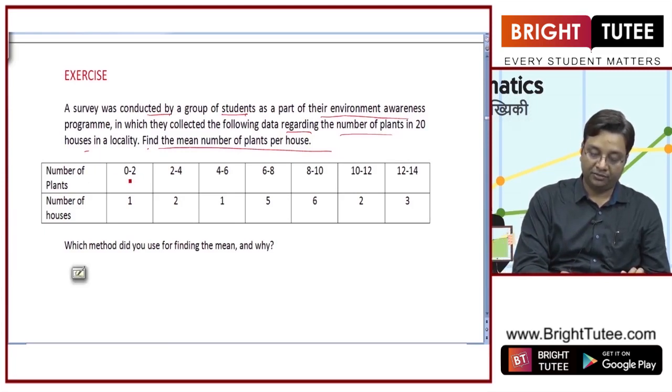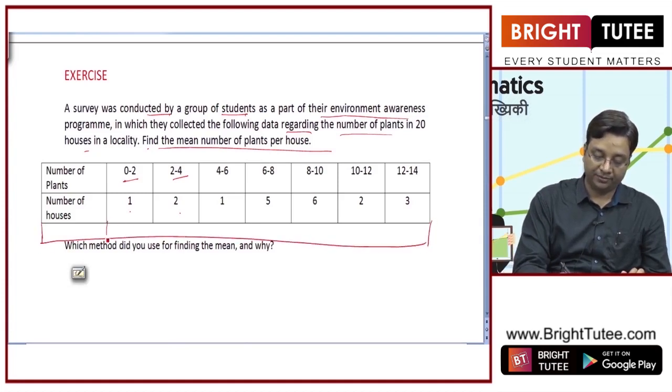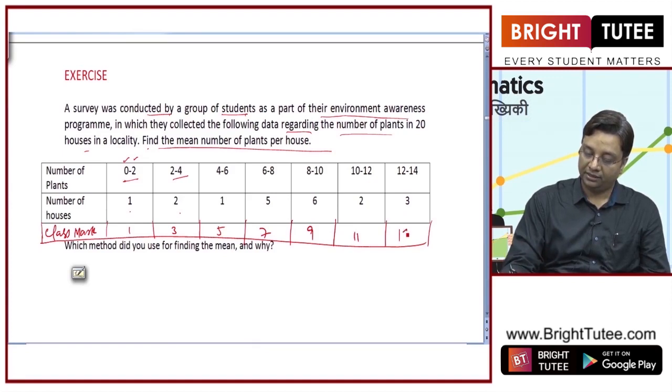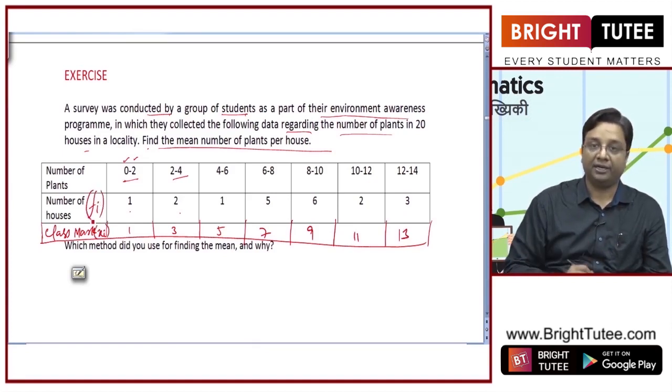This is the number of plants, which is 0 to 2 plants in one household, 2 to 4 plants in 2 households. So first of all, I'll obtain my class mark here. Lower limit plus upper limit by 2, which is 0 plus 2 by 2, that is 1. 6 by 2 is 3, 10 by 2 is 5, 14 by 2 is 7, 9, 11 and 13. So this will give me my xi. Number of houses is my fi, right?